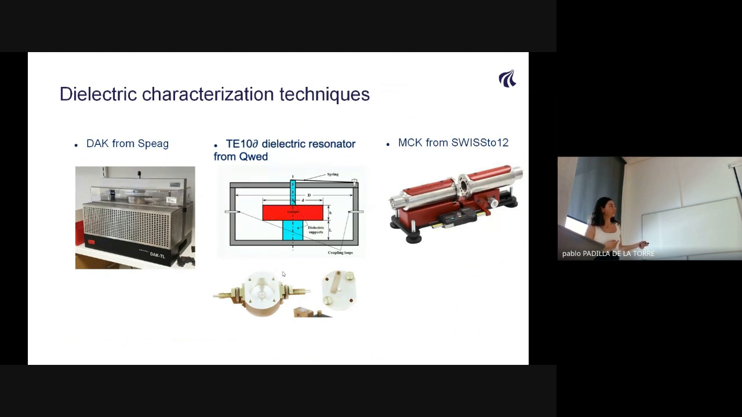This is the lid, so you can put the sample inside and then you close it, and it looks like this. And then we have this setup from Swiss Tutorial. It's basically two corrugated horns inside here, and then you put your sample, and here you connect the frequency extenders. This one can go from 60 gigahertz until 110.